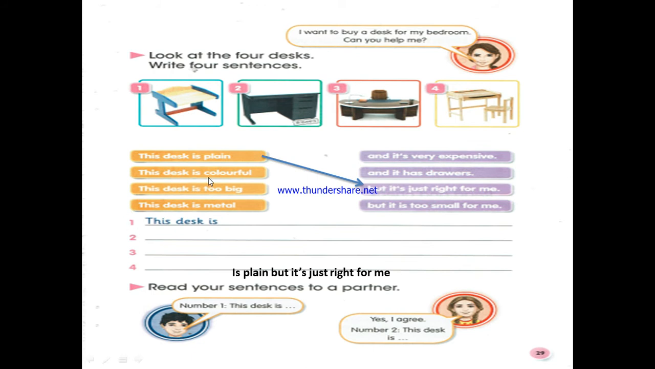This disc is colorful, but it's too small for me, إنها صغيرة جدا. This disc is too big. It's number three. What's her price? It's very expensive, بما أنه هي كبيرة فشي تكون غالية.